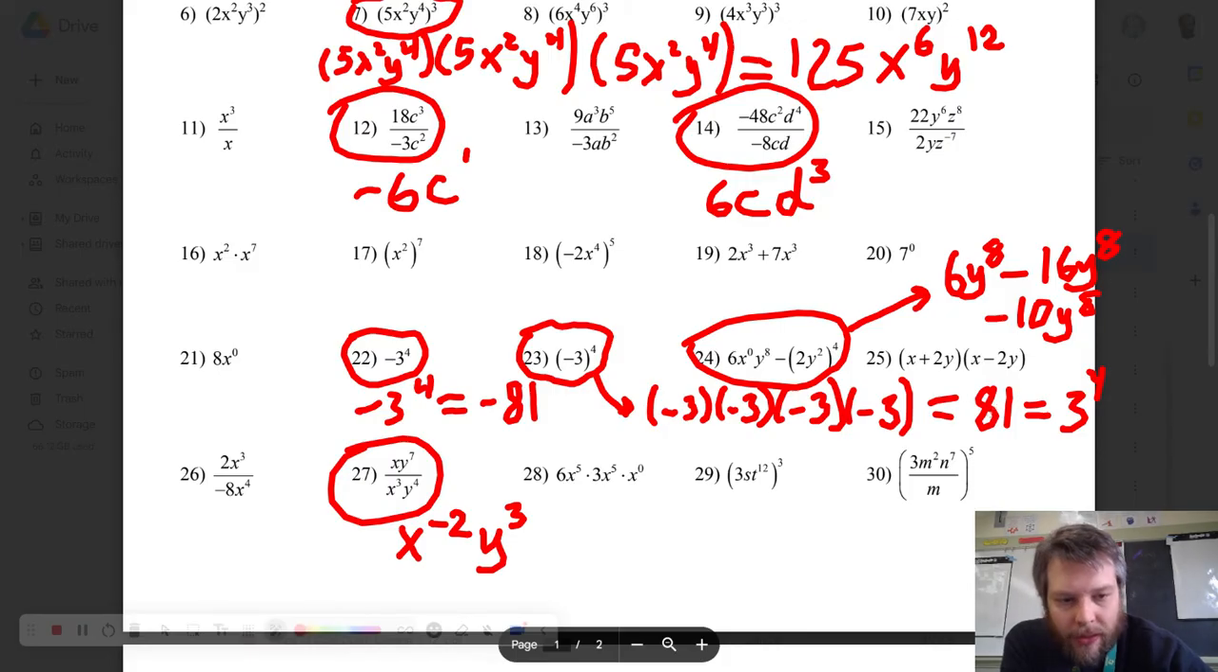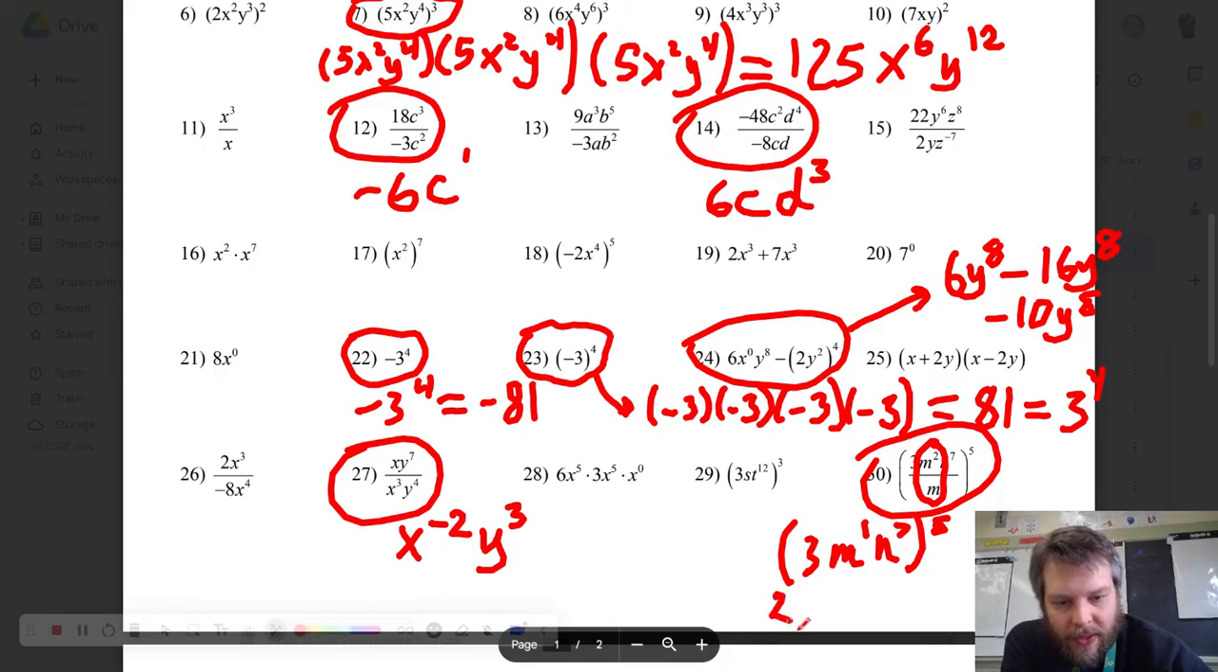And then the last, oh, I got two more. Somebody asked me about this one. I would say let's simplify the inside first. M squared over m is just m to the 1st, n to the 7th. So all I did in that first step is I just focused on the inside, the like terms. Then I've got everything to the 5th power. So 3 to the 5th power is, you can just use a calculator, it's 243, I think. And then m to the 1st to the 5th power is m to the 5th. N to the 7th to the 5th power is n to the 35th.